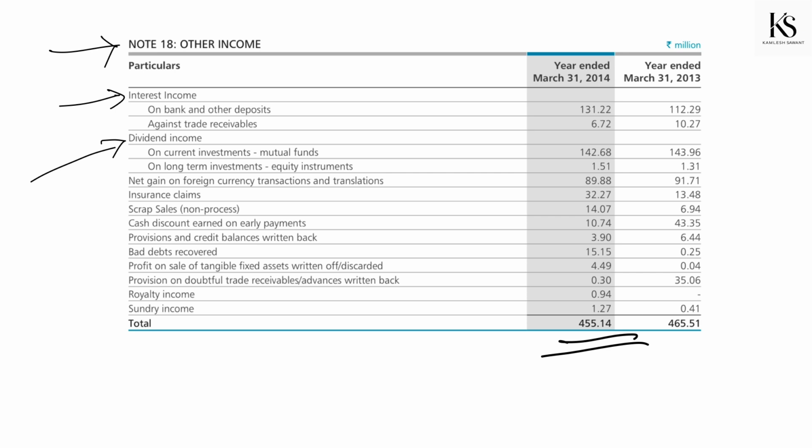So, adding up revenues from operations and other income, we have the total revenue for financial year 14 at 3,482 crore rupees. We will look at the expense side of the profit and loss statement in the next video.